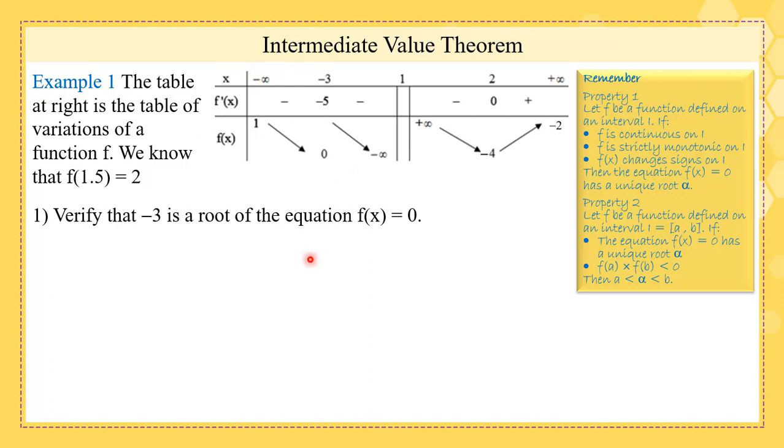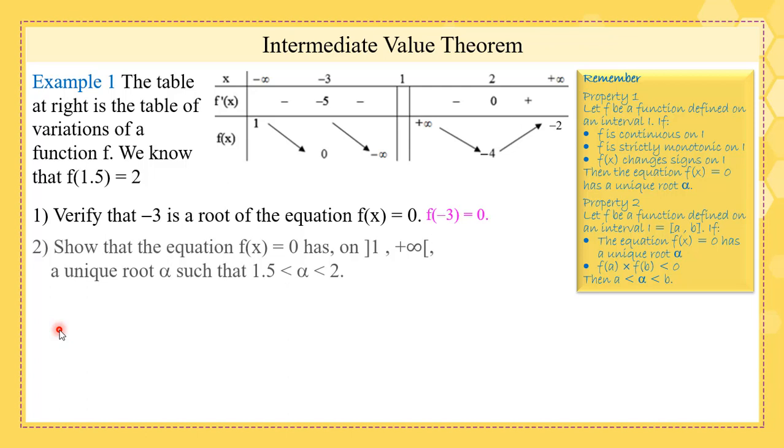So this will be verified automatically, directly. We can just state that f of -3 is 0. So -3 is a root of this equation. Now the second part asks to show that the equation f of x equals 0 has, specifically on the open interval (1, +∞), a unique root alpha, and that alpha is between 1.5 and 2.